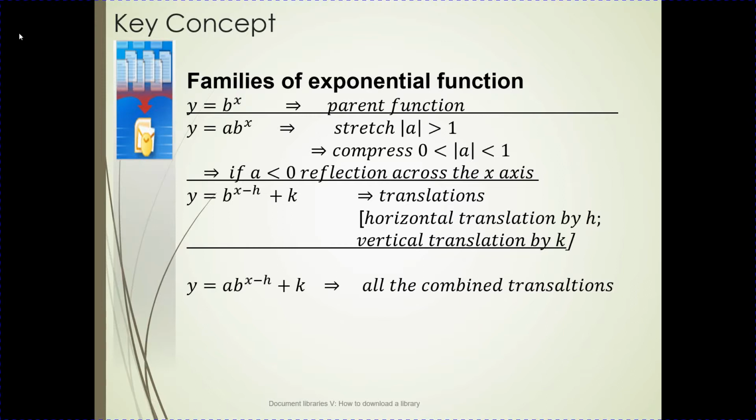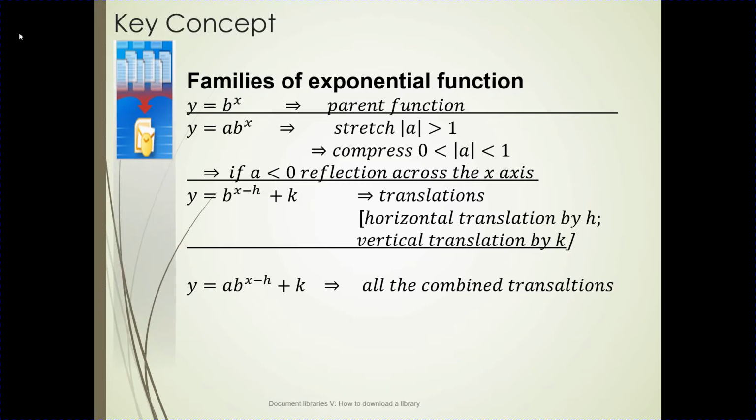The next one is the translation, which is horizontal or vertical. If you add or subtract on the exponent, on x, you are moving horizontally, either to the right or to the left. And if you add a value to b to the power of x, whether positive or negative, you are moving either up or down. So this is a translation either horizontally or vertically, depending on the values of h and k.